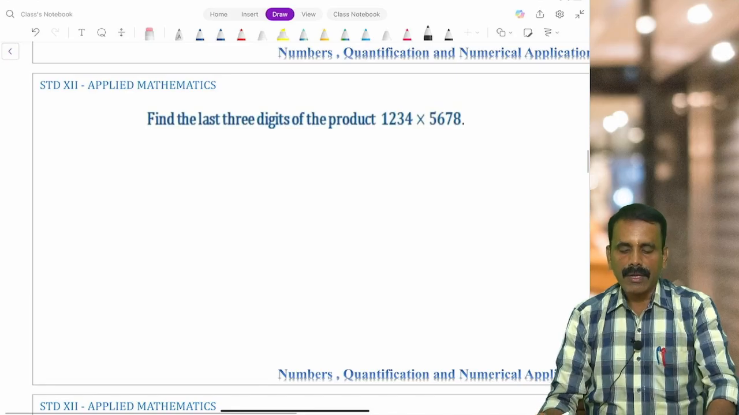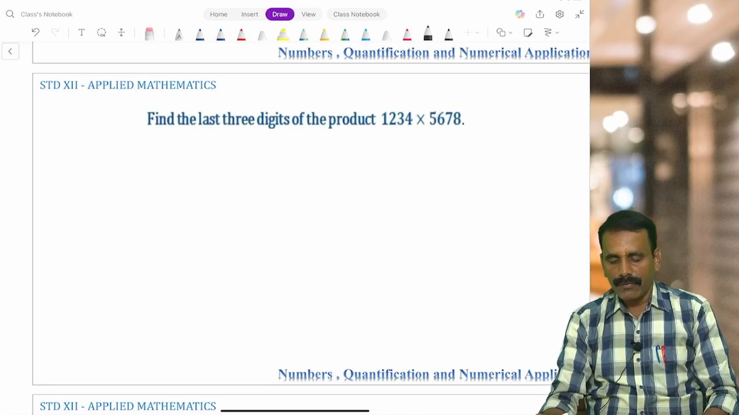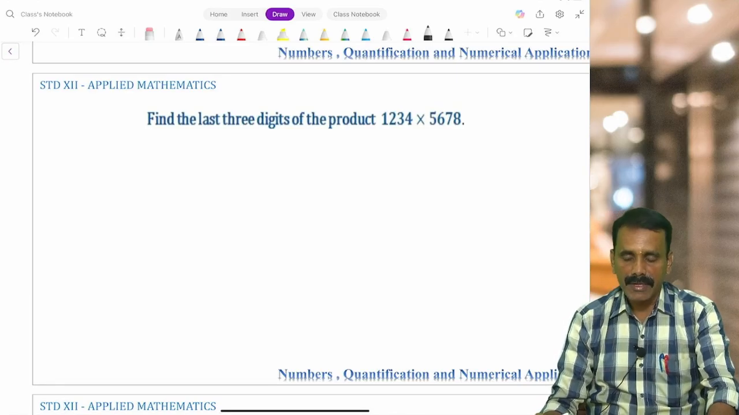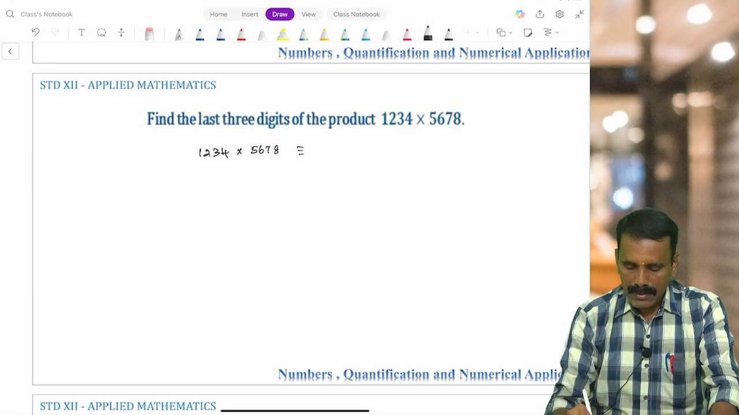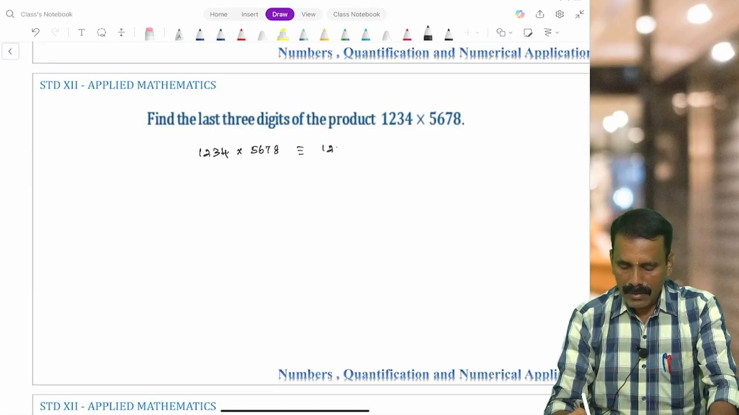Same way, we are going to find the last 3 digits of the given number 1234 multiplied with 5678. Same type of problem. It is to find the last 3 digits for the product 1234 and 5678. So it is 1234 mod 1000 multiplied with 5678 mod 1000.